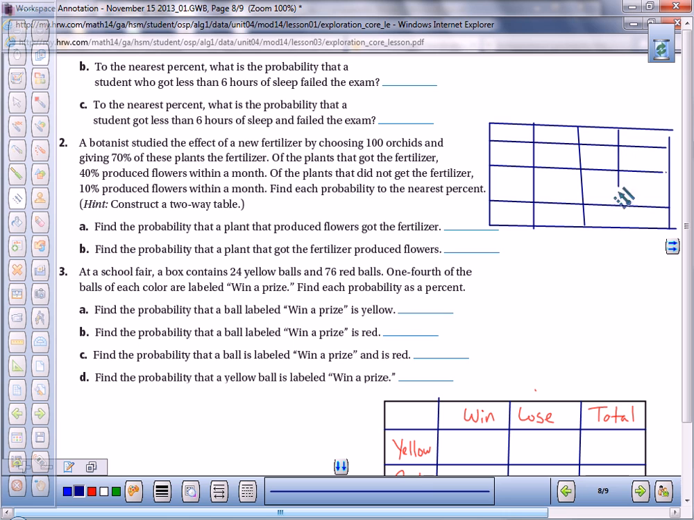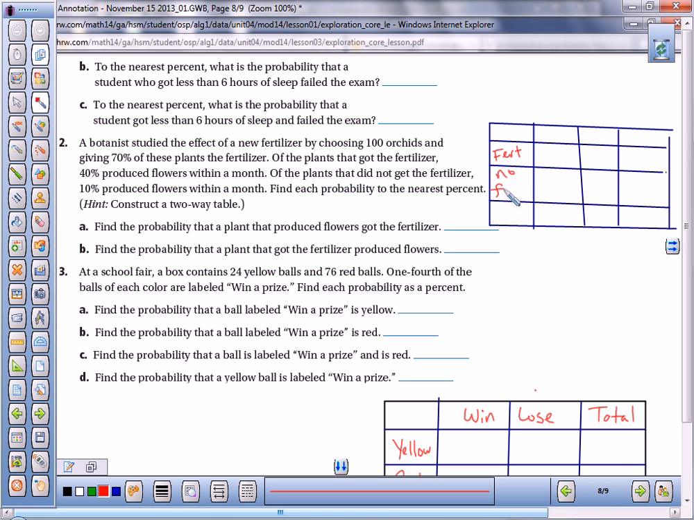Okay, so we have fertilizer, and we have no fertilizer, right? What else do we have? Totals. We got totals here. We got total here. What's our other variable, other than fertilizer? Oh, okay, good. Flowers and no flowers. We're doing 100 plants, so we know the total.